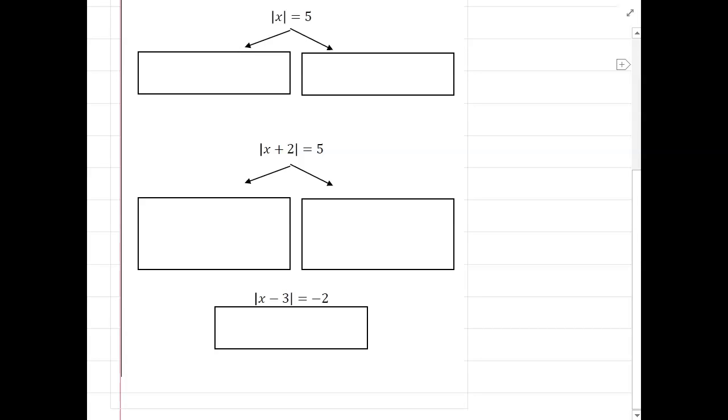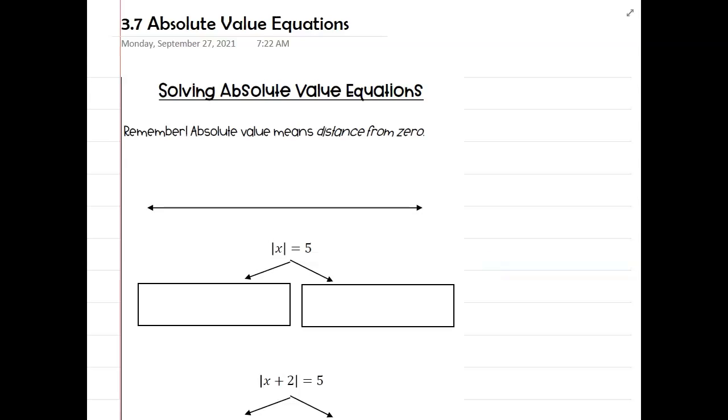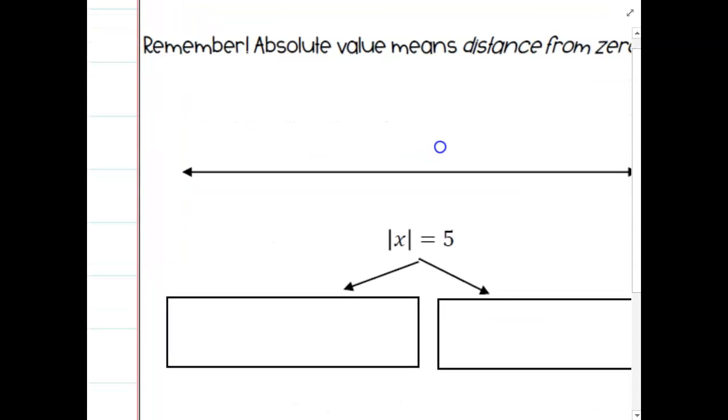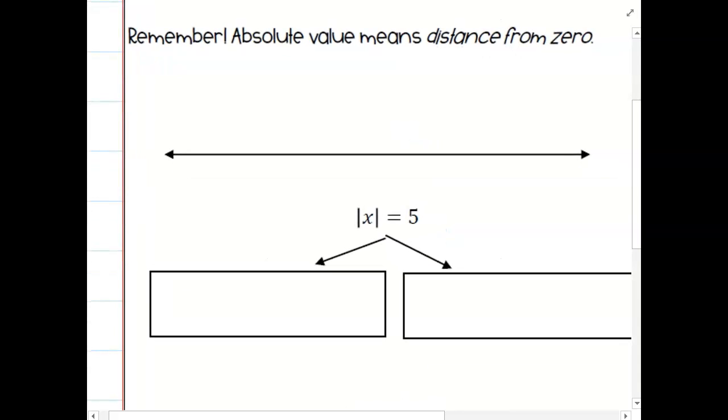Okay, absolute value equations. Before we talk about absolute value equations, we probably just need to talk about this idea of absolute value. Absolute value, from the first time you've ever heard about it, which was probably quite a long time ago, means distance from zero. I think oftentimes we try to think about absolute value as the opposite. It's not the opposite.